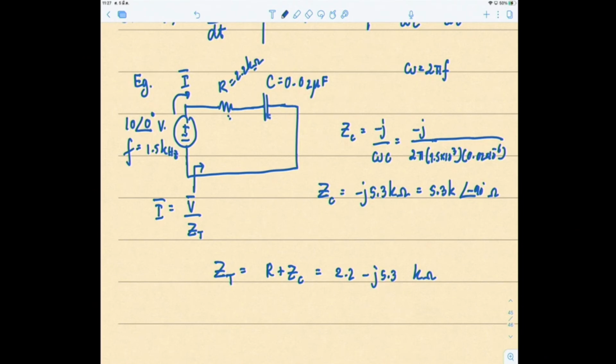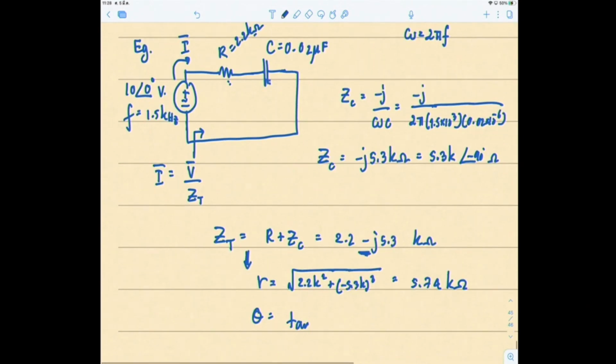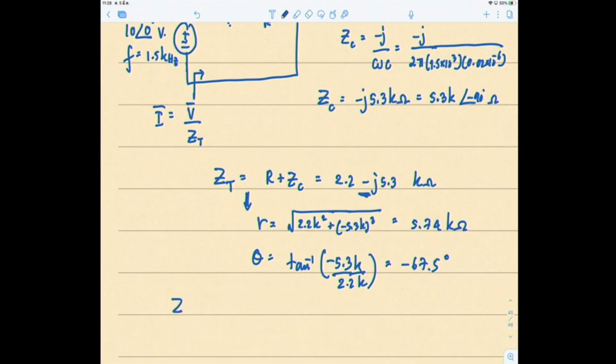So that means we have to do division, and we have to change everything into polar form. Right now, we have Z total in rectangular form. So the magnitude would be equal to the square root of 2.2 k squared plus minus 5.3 k squared, so the answer is 5.74 k ohms. The phase angle theta is the inverse tangent of y over x, so it's equal to minus 67.5 degrees. So Z total is equal to 5.74 angle minus 67.5 k ohms.